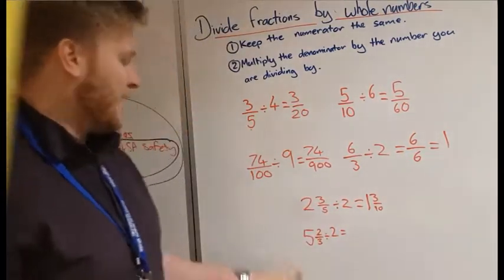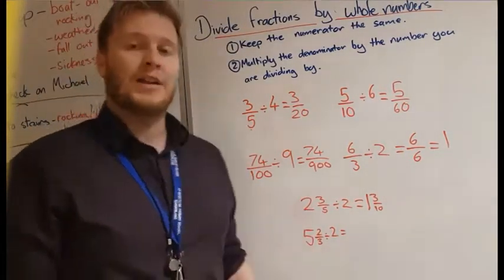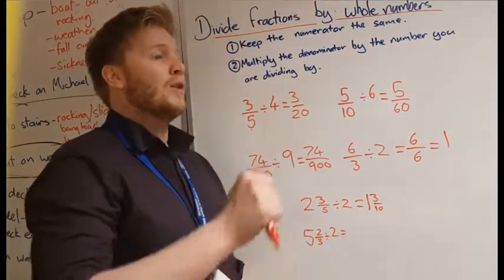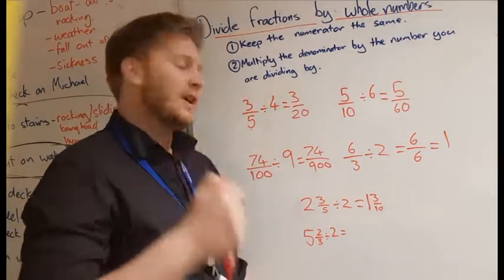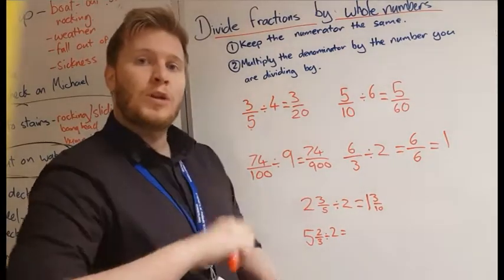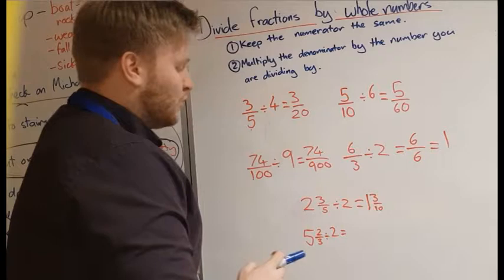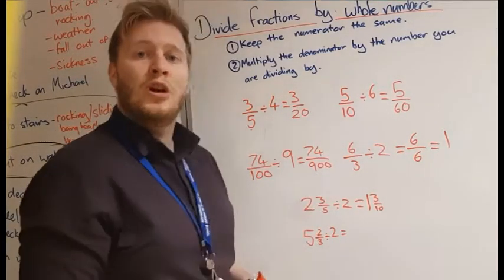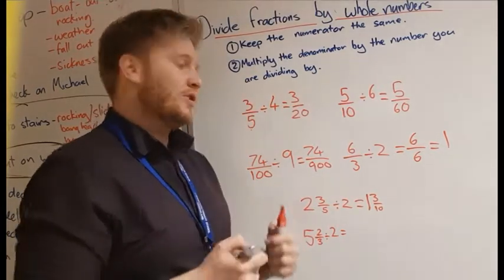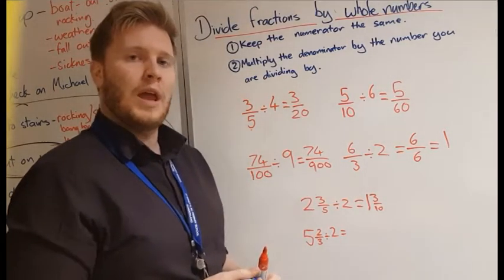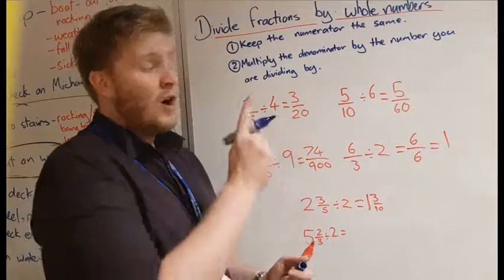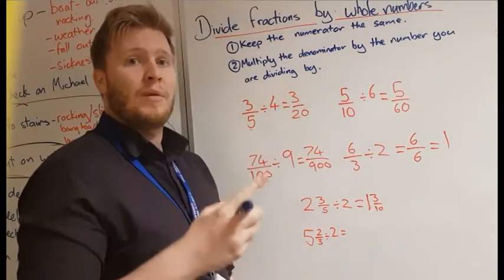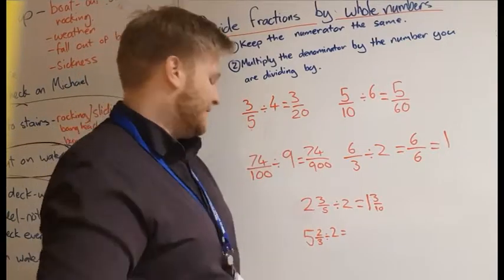Let's have a look at this one here. 5 2/3 divided by 2. Now if I divide 5 by 2, I'm going to get a decimal number, or I could get remainders and stuff like that. It's going to get harder. So what we can do in that sense is convert this mixed fraction into an improper fraction to do our sum, and then if we wanted to, we can convert it back again. Okay, so let's see how that looks. On the video that was on previously, we'll show you how to swap between mixed numbers and improper fractions a little bit more in depth.